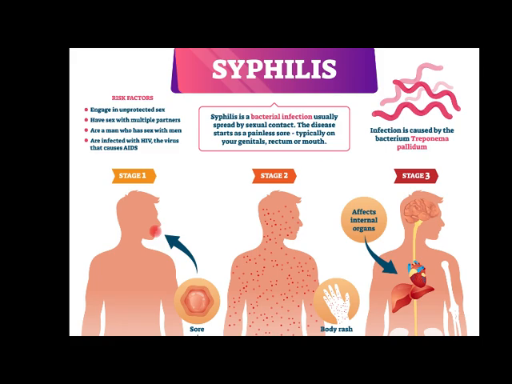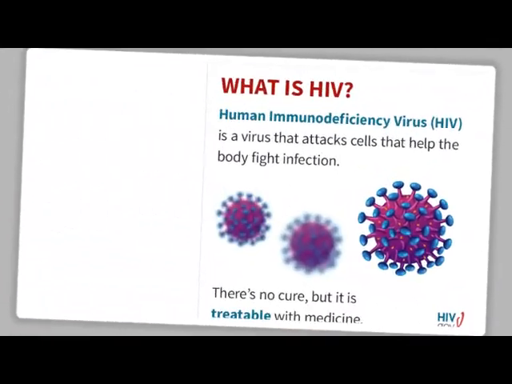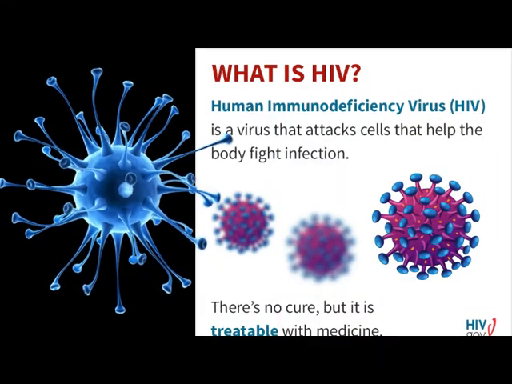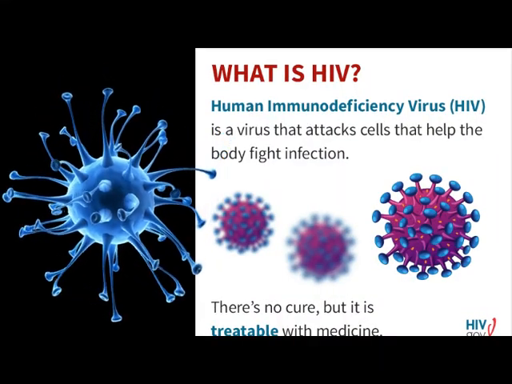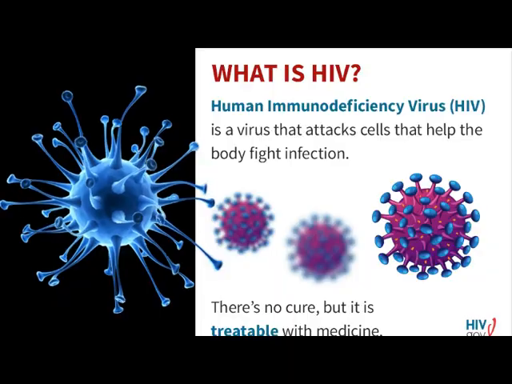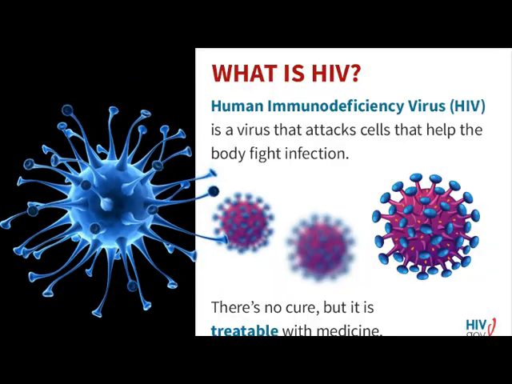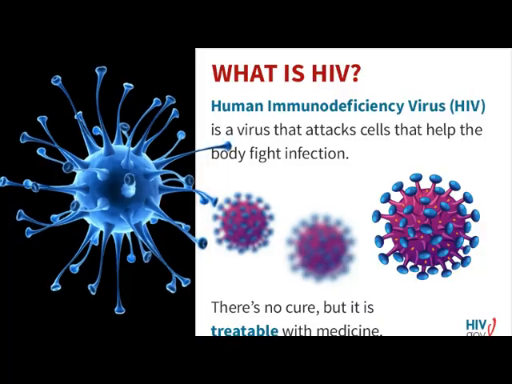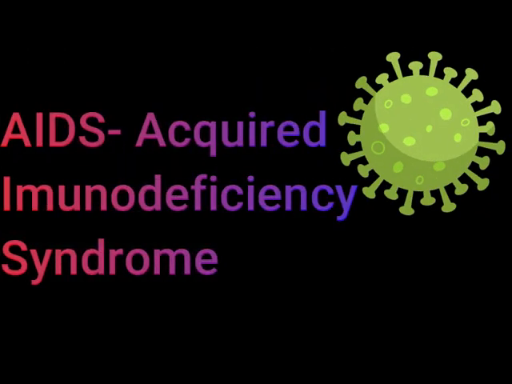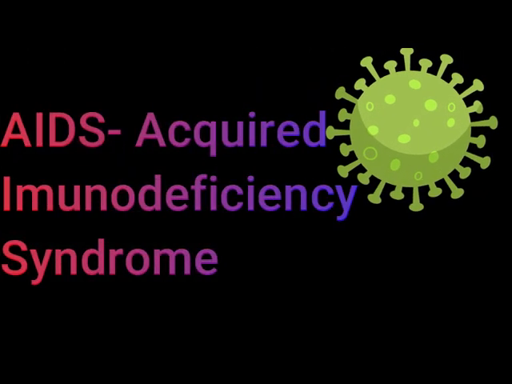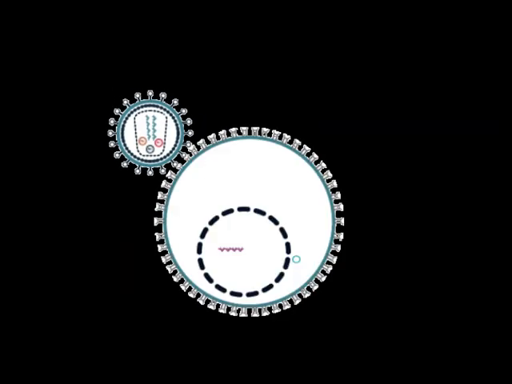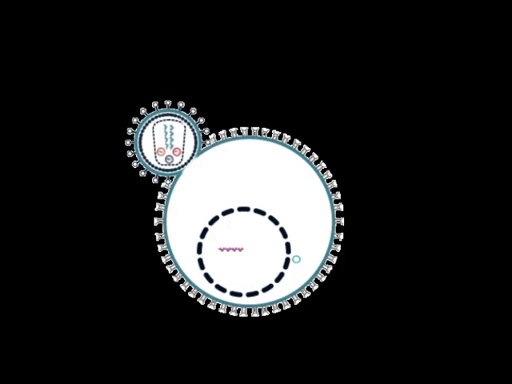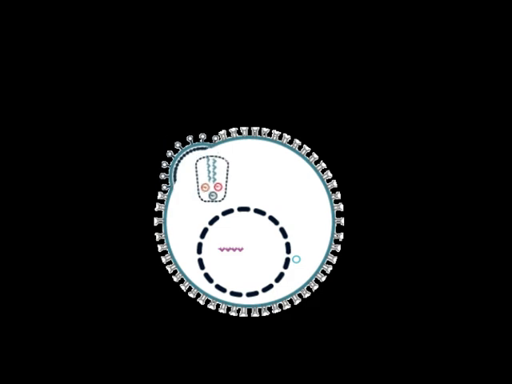Now, the third important and least curable disease is HIV. HIV is the human immunodeficiency virus. HIV is a short form of human immunodeficiency virus. AIDS is a disease which is caused by this virus. AIDS is itself an abbreviation which means acquired immunodeficiency syndrome. This disease is caused by a virus called HIV. It is a fast spreading incurable disease which weakens the body's immune system.